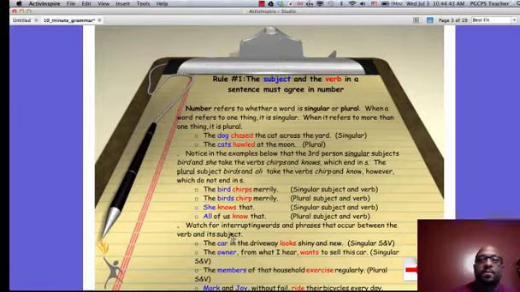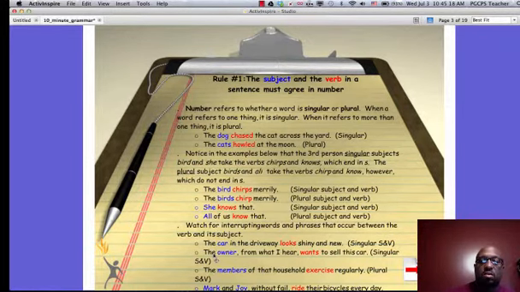All right. Here it says watch for interrupting words and phrases that occur between the subject and the verb. So for example, the car in the driveway looks shiny and new. The interrupting phrase here is a prepositional phrase, in the driveway. So essentially what this is saying is that you just ignore the interrupting phrases. You want to find the subject, in this case car, and looks, which is the verb, and make sure they agree. So the car is singular, so I need a singular verb, which is looks.